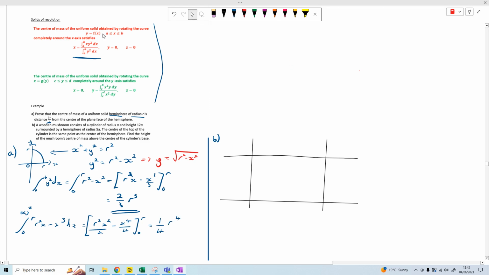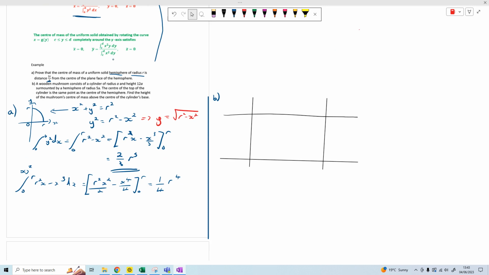Okay, and the final bit is I'm just going to plug it into my formula. So x bar is simply this bottom one, so a quarter r to the power of 4 all over the bottom one, so 2/3 r cubed, and then we can simplify from there. So r is going to cancel, so I'm left with r on the top. 3 comes up, 4 comes down, so I end up with 3/8 as required.